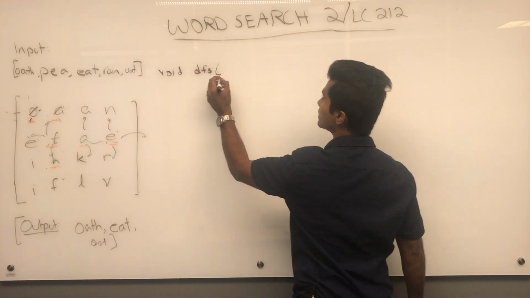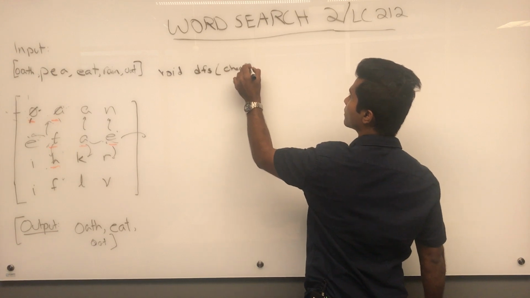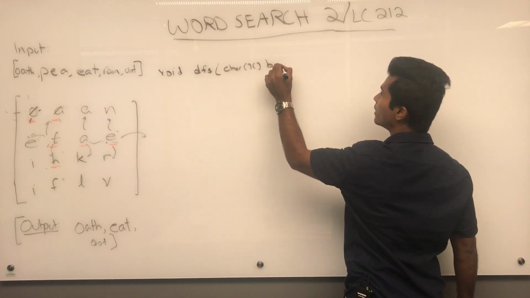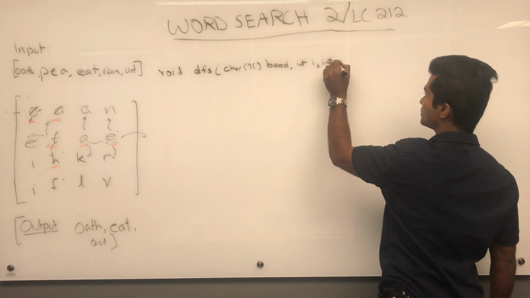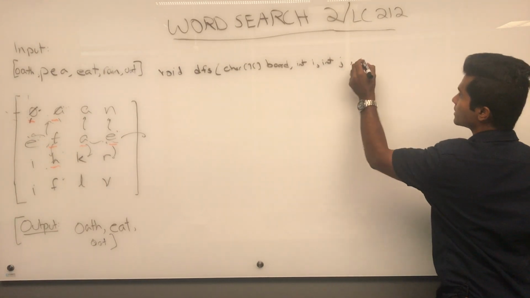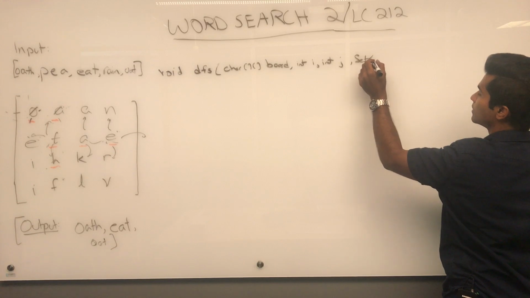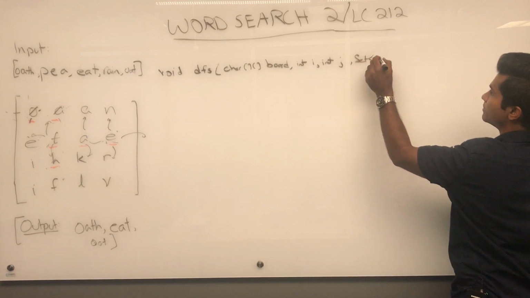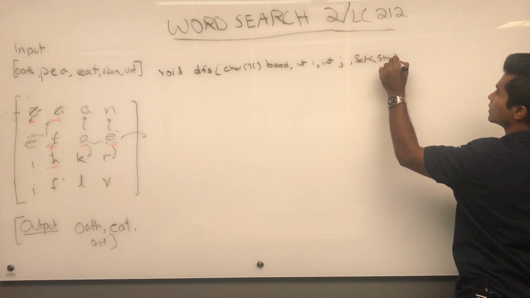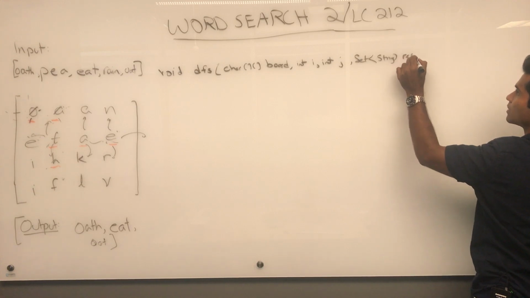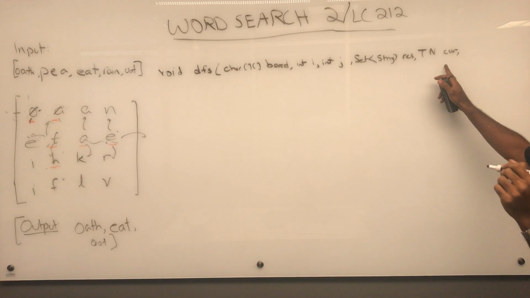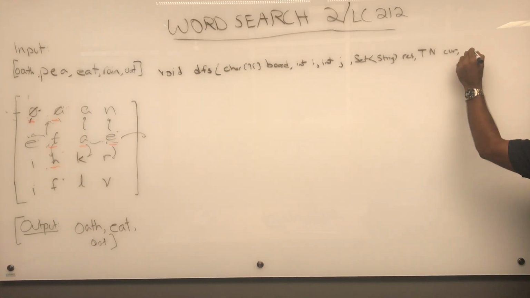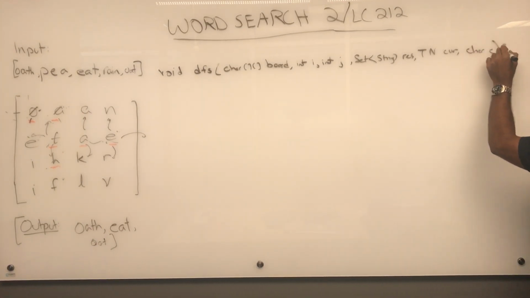We have DFS. Let's recall what we passed in. We passed in a board, then we passed in the coordinates, then we passed in the set of strings, result. Then we passed in the trie node. I'll label it current, and then passed in the character C.